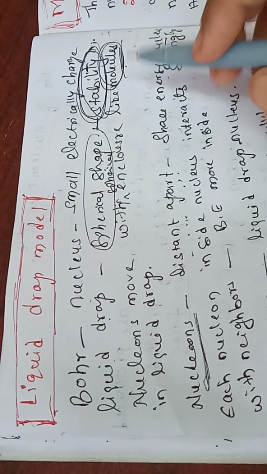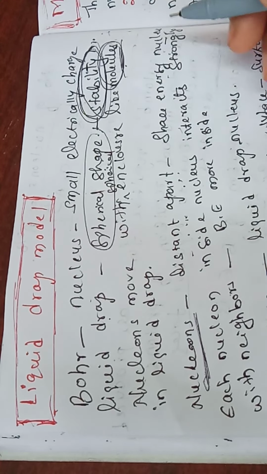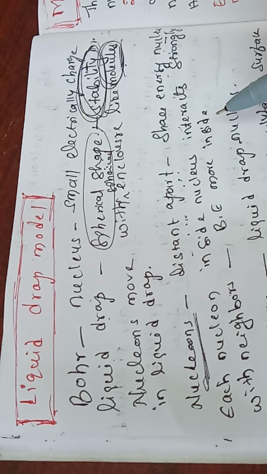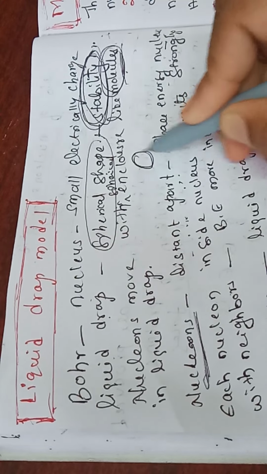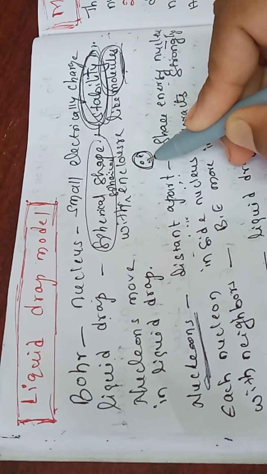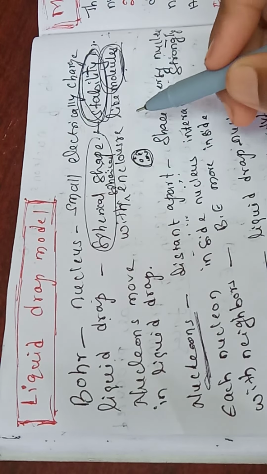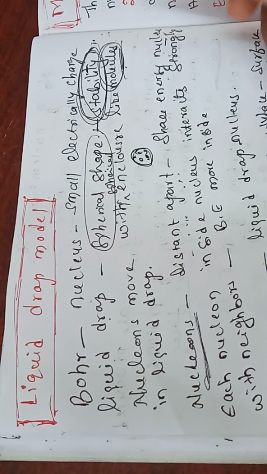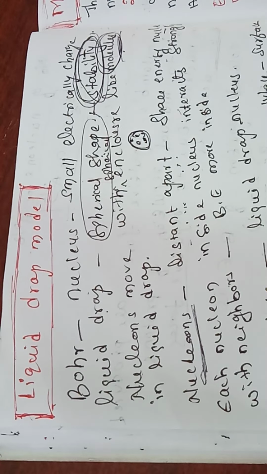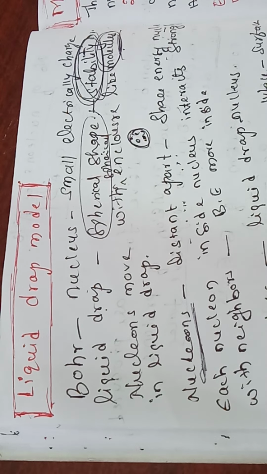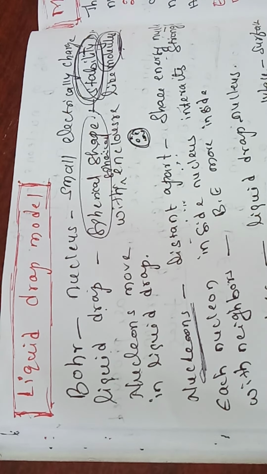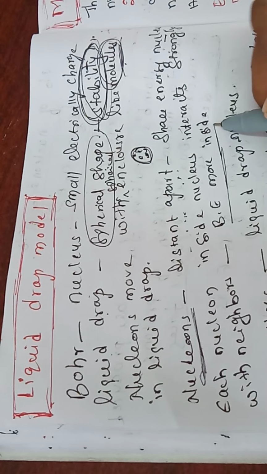So each nucleon inside the nucleus interacts strongly with the neighbors. Okay, so here as a liquid drop, this is the nucleus, protons and neutrons are there, nucleons are present. So these nucleons interact strongly with the neighbors. Already we saw neutron-proton, proton-neutron interactions. So in such a way they interact strongly with their neighbors. So inside, the binding energy will be more.